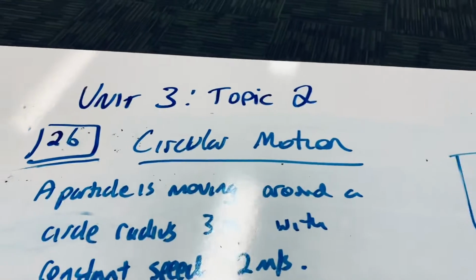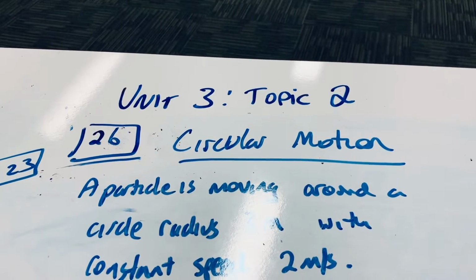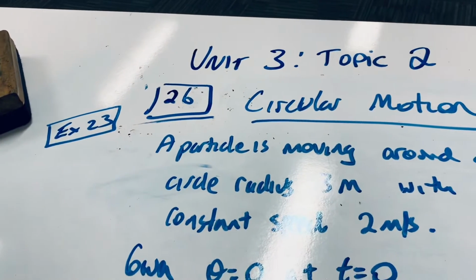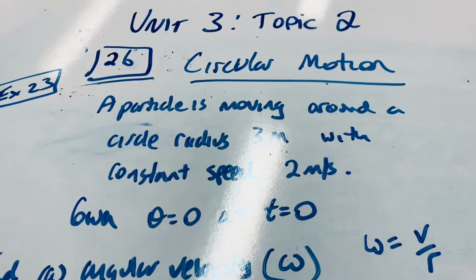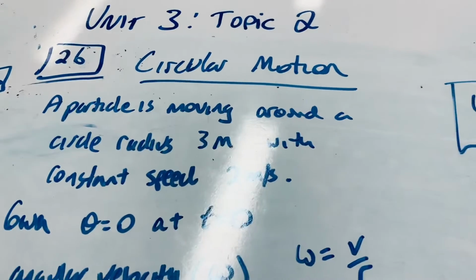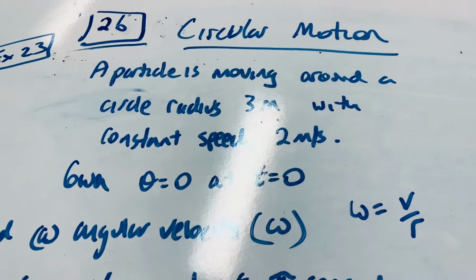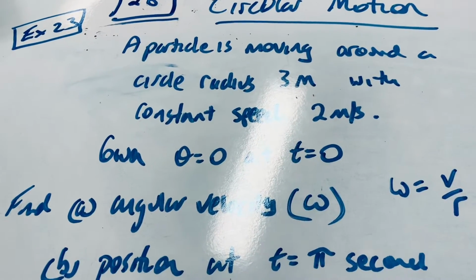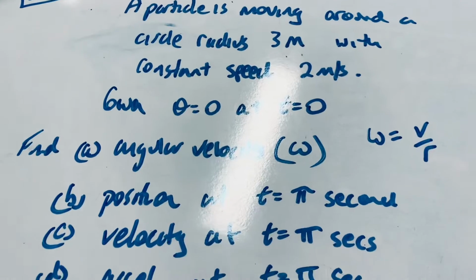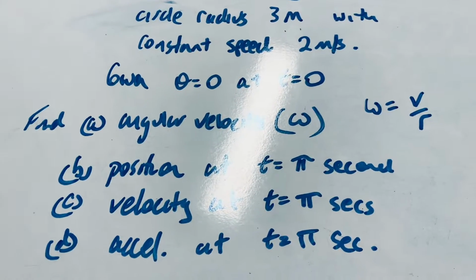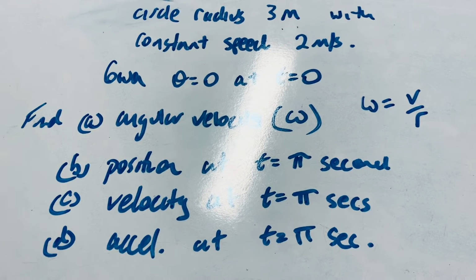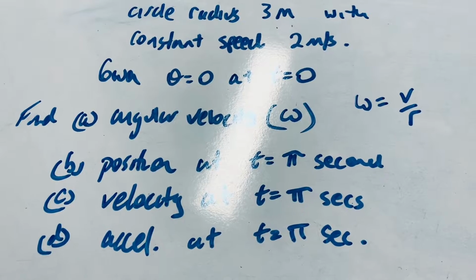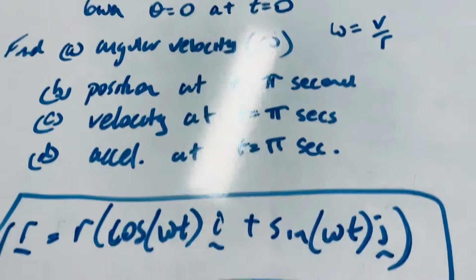All right, Unit 3, Topic 2, Circular Motion. It's example 23 out of the textbook. A particle is moving around a circle of radius 3 metres with a constant speed of 2 metres per second, given theta is 0 when t is 0. We've got to find the angular velocity, the position at t equals pi, the velocity when t is pi, and the acceleration when t is pi.